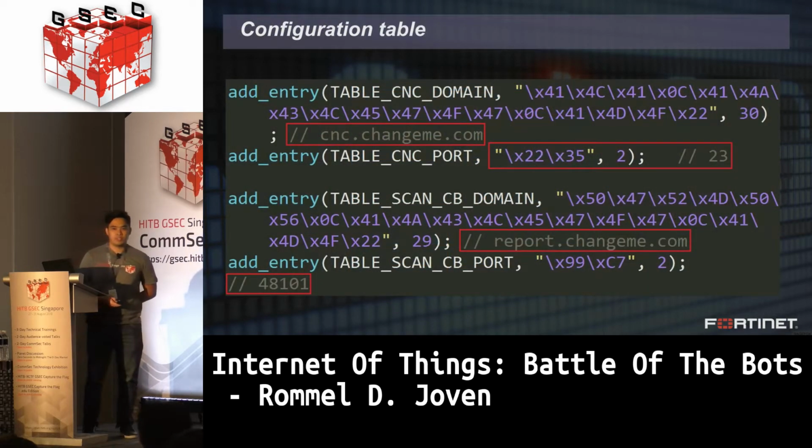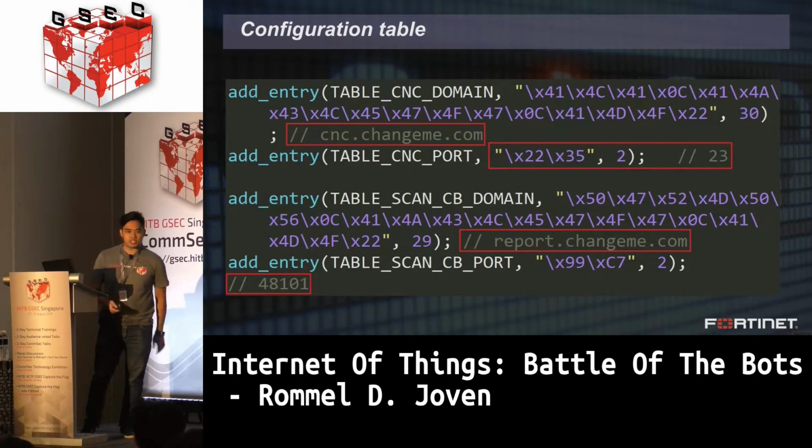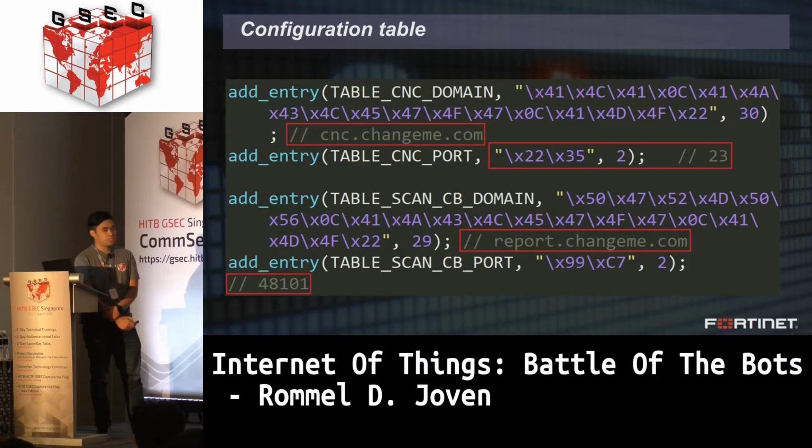And to give you an idea on the configuration table that we are talking about, this again is based on our source code. Here we have the CNC domain, the CNC port, the table scan domain, and the scan CB port. For these values, in hex, these are the encrypted ones. When this is decrypted, you will get this value: CNC change me. So for those variants, they just change this one to their own CNC. And it goes the same with the others.